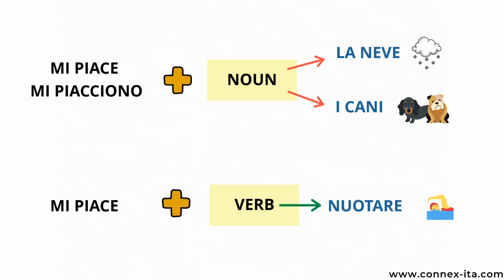However, when you talk about an action and use a verb, you always need to say mi piace in the singular form. For instance, mi piace nuotare. I enjoy swimming. Note that the verb is in the infinitive form, nuotare.